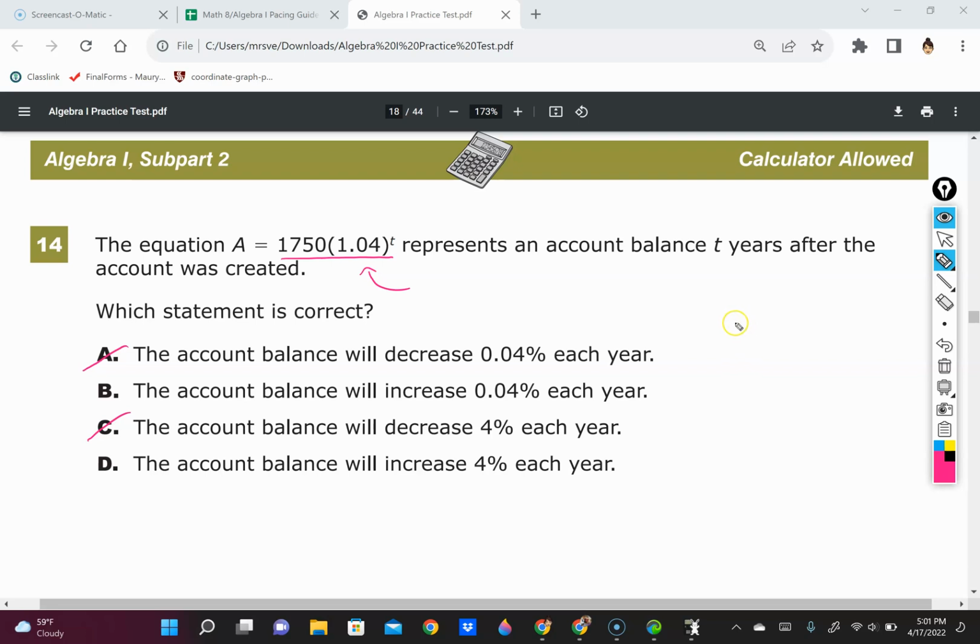So if we take away the 1, we have this as our decimal. If we convert this into a percentage, we're going to move it 2 places to the right to give us 4%. So we're going to have a 4% increase.